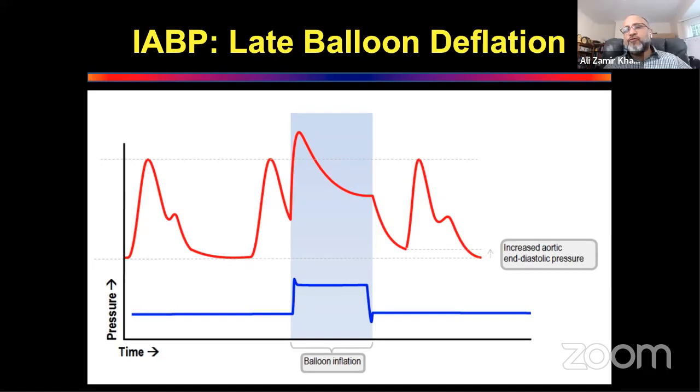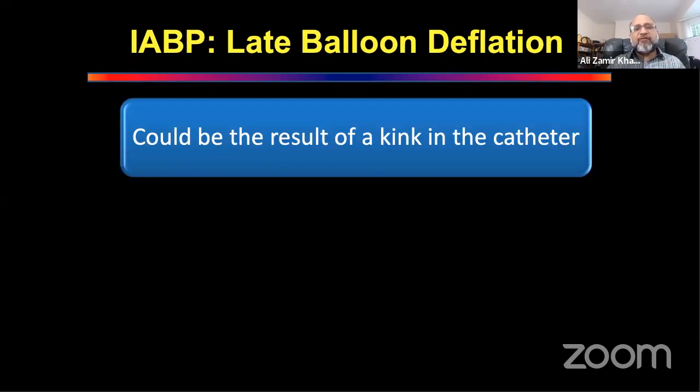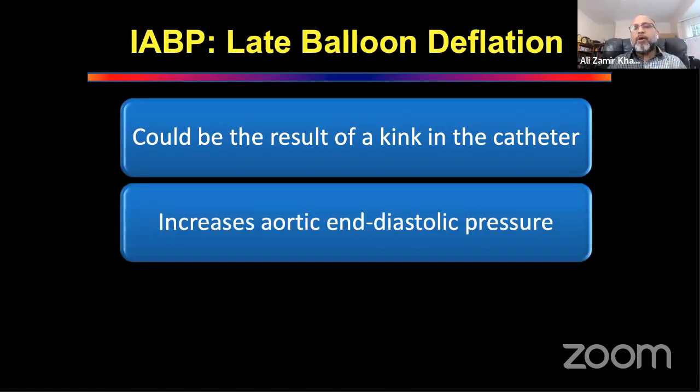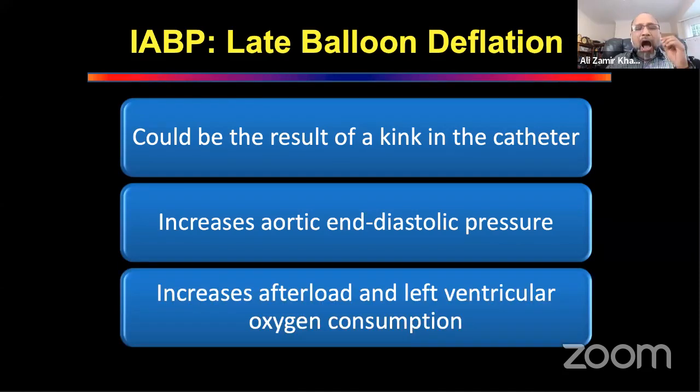Continue that over a few cycles and the myocardium will suddenly give up and say, I can't work against this balloon. So you are doing more damage to the patient when you're doing a late deflation. The late deflation could be because of a kink in the catheter, but the problem is it increases end diastolic pressure, and it increases the afterload, as a result of which the left ventricular oxygen consumption increases. Did this make sense? This is the basic understanding of a balloon pump and the tracings of a balloon pump.